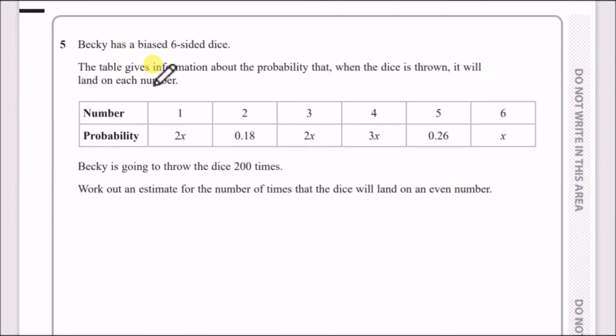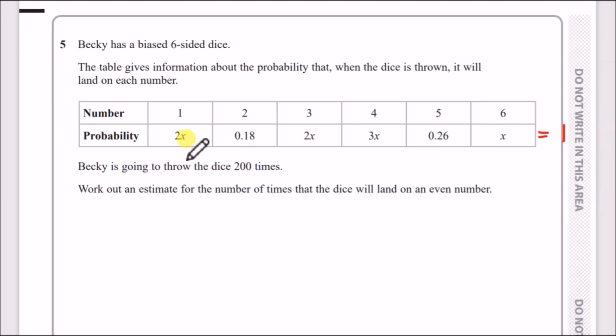Becky has a biased six-sided dice. The table gives information about the probability that when the dice is thrown, it will land on each number. Now, quick thing about probabilities, guys. Before we even look at a question related to probability, we should always realize that the sum of all these probabilities always equals 1. So that's if you add them up here.